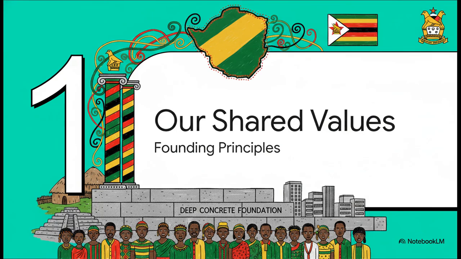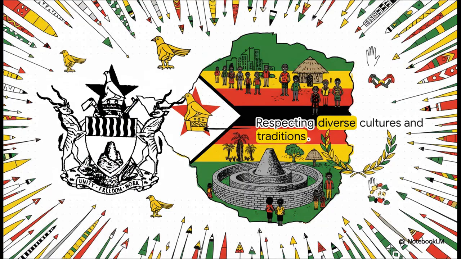Moving right along to Section 3, our shared values, which is really the deep foundation of our house. You see, our shared house is built on respecting human rights. That means recognizing the basic dignity of every single person and celebrating the rich cultures of the Shona, Ndebele, and really everyone else who calls this land home. Simply put, you deserve respect just because you breathe.